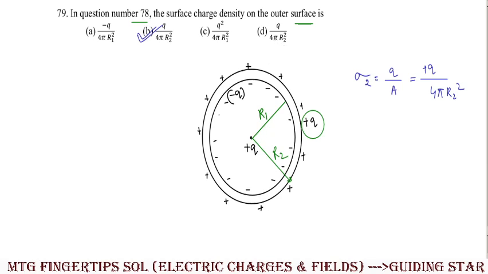79. Both have shown. Actually in the book this particular value is 2. This particular value is given as 2q upon 4 pi r2 square. So option B will be the correct one. Clear? Rest others will be wrong.